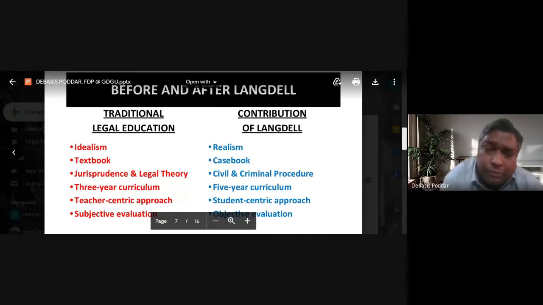Another is textbook to casebook. A very important invention by Langdell: earlier, and even nowadays, we trust textbook reading and teaching from textbooks, etc. Langdell took a position that no, from now onwards, we will be teaching law through the casebook. Casebook is something which needs a little introduction.